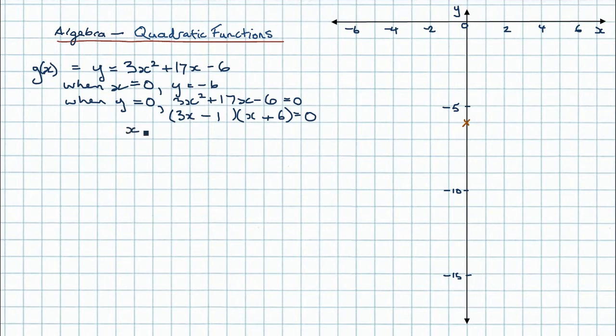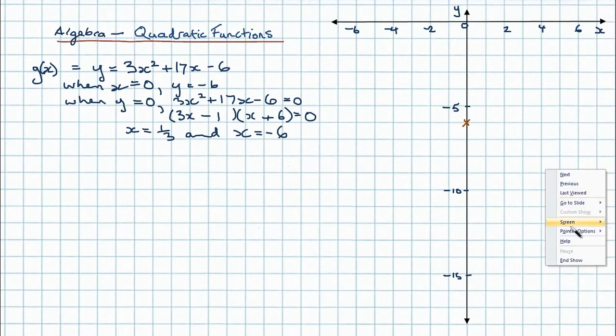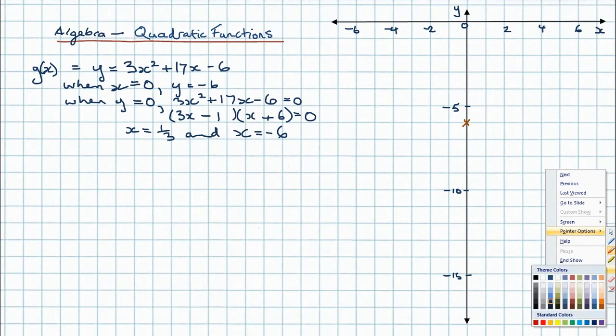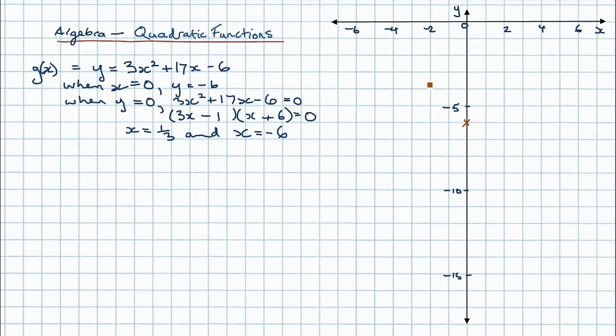Now we can just go ahead and say x must equal then, change the sign, 1/3, and x equals minus 6 when y equals 0. So that's my x-intercepts done. Let's plot them then on the graph. So I've got minus 6 over here, and a positive third. Well, that's 1, so a third must be here. Okay, so we can see what's going to happen now to our graph.